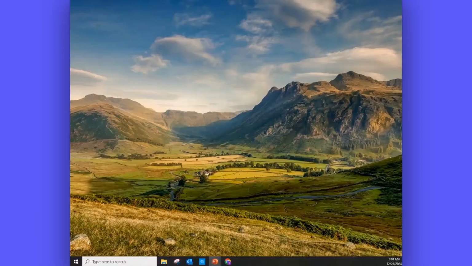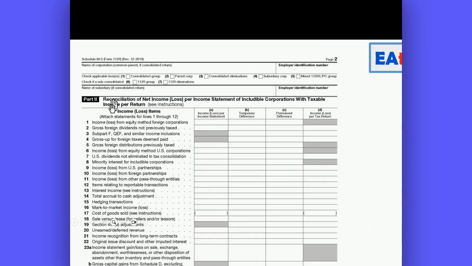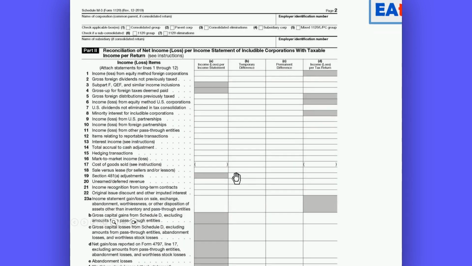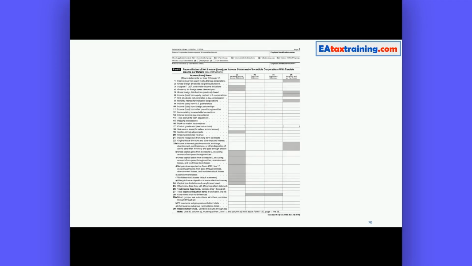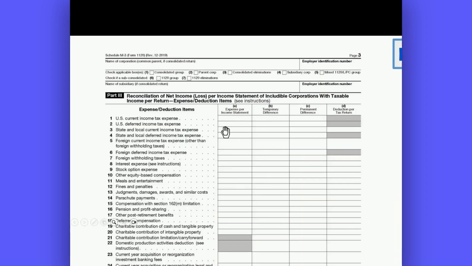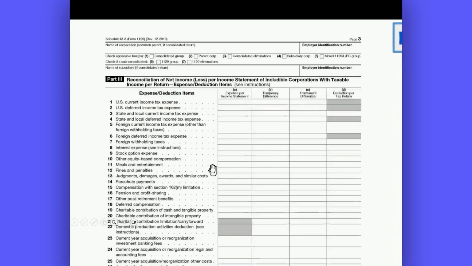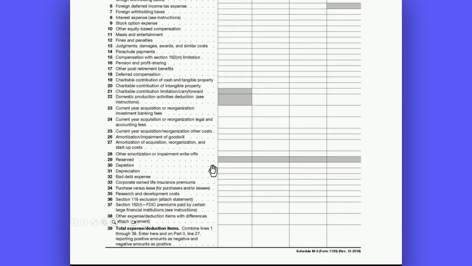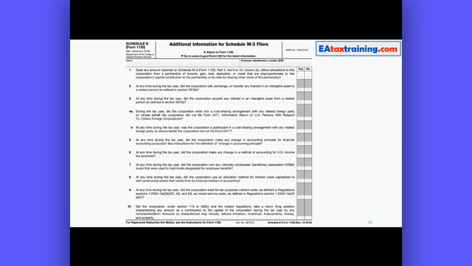Then we're going to get to part 2. And part 2 is where you start the reconciliation of net income to taxable income, but it is specifically income items only. So part 2 is just showing all the book and tax differences for income items. And then part 3 shows all of the book and tax differences for expense items. So again, it is a much more detailed look at the differences between book and tax income.